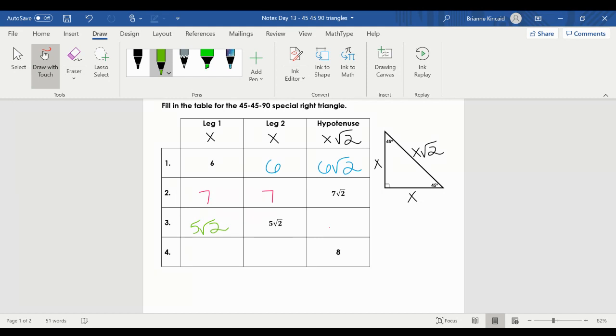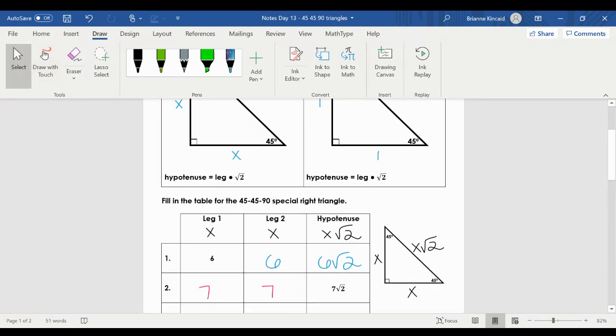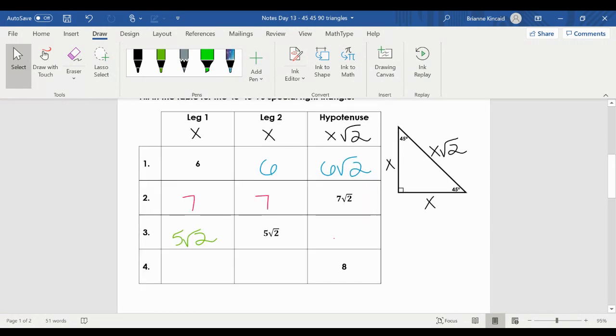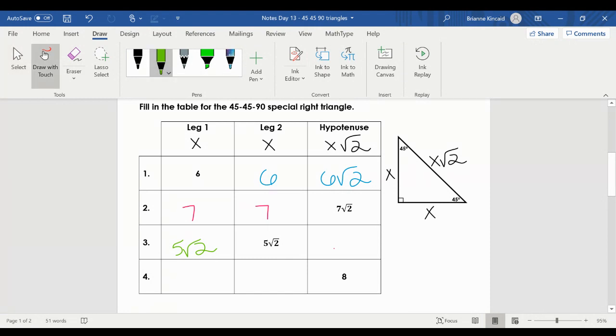What makes this one a little bit trickier is we're not used to seeing the legs with radicals. Remember, our rule is it's the leg times radical 2, which means all I have to do in order to find the hypotenuse is take 5 radical 2 and multiply it by radical 2. Remember, you can multiply things that are inside radicals. So that's 5 radical 4. The square root of 4 is 2. So that's 5 times 2, or 10.